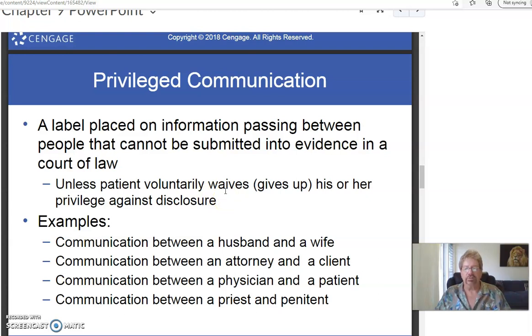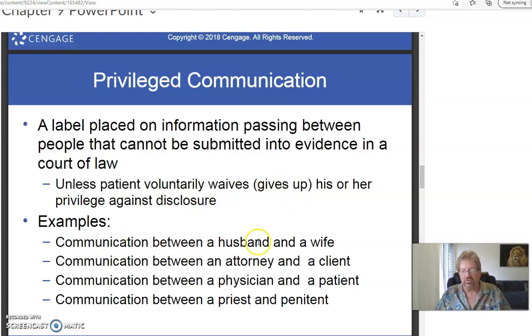This is something different than what I thought it was. It cannot be submitted into evidence in a court of law. Very interesting. Like between an attorney and a client, which they have right here. That's a privilege, you can't make the lawyer tell that in court, unless a patient voluntarily waives or gives up his or her privilege against disclosure.